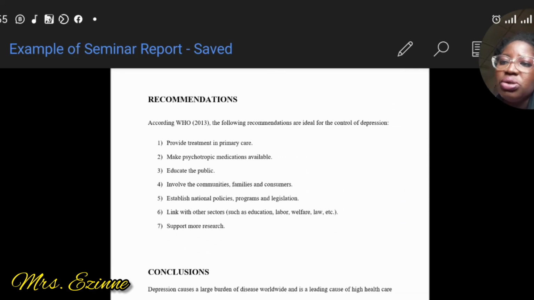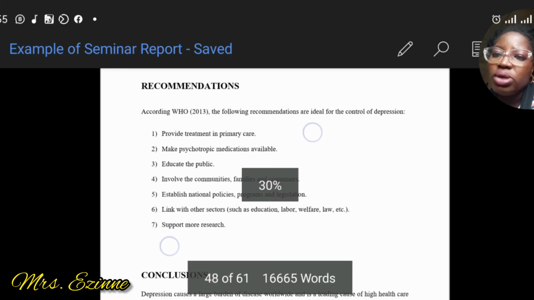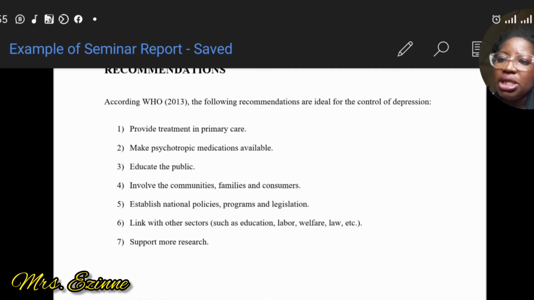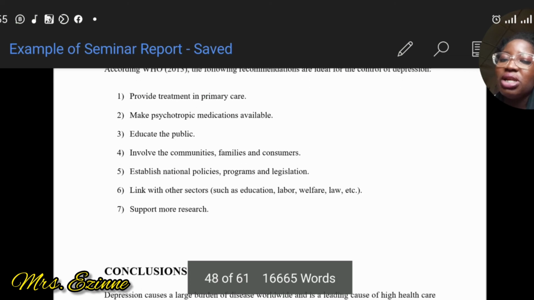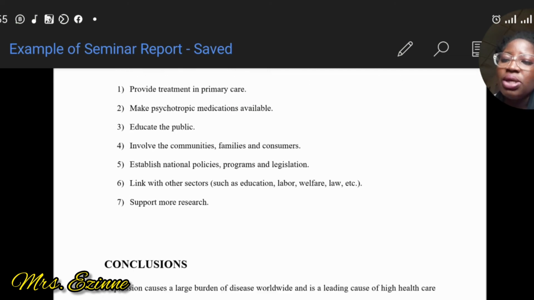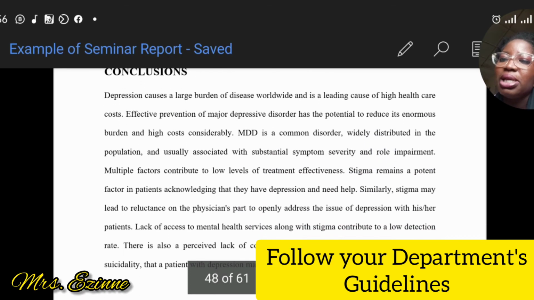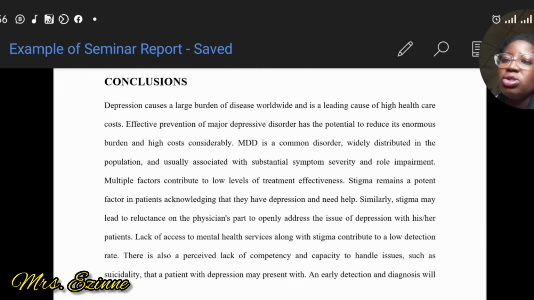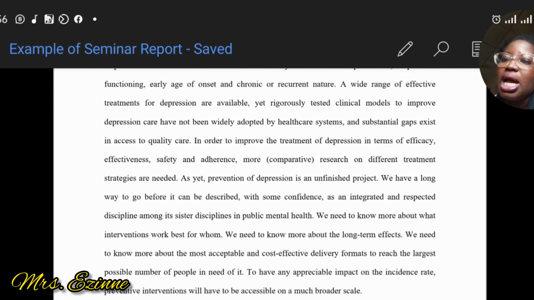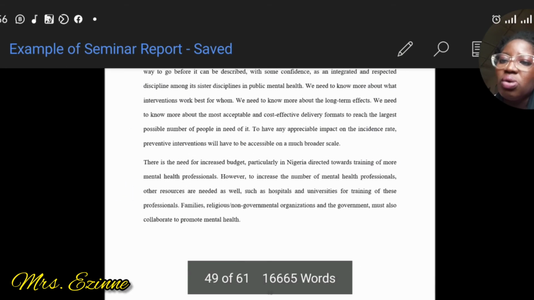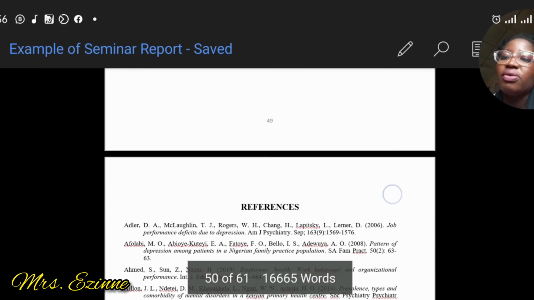According to WHO, the following recommendations are ideal. I go ahead and list. Some people go ahead to explain their recommendations to write more words, and some departments actually add a summary at the end, so you should make sure you follow your department guideline. You can see the conclusion there. The conclusion has to address what you spoke about in your seminar report, cover everything, and conclude what you actually got from the paper.